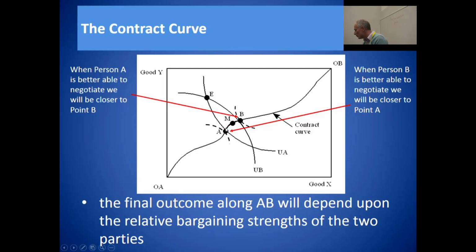Person B, though, has moved from his indifference curve, UB, I'm just tracing out there, to that indifference curve that lies on point A. So in that scenario, person B has gained all the potential benefits from trade. And it depends on who is the stronger bargainer where exactly along that contract curve we will be. So all we can say is that we will arrive at a Pareto efficient point. We will arrive at a point on the contract curve. Where exactly on the contract curve, we can't say for sure. It depends upon the bargaining strengths of the two parties.